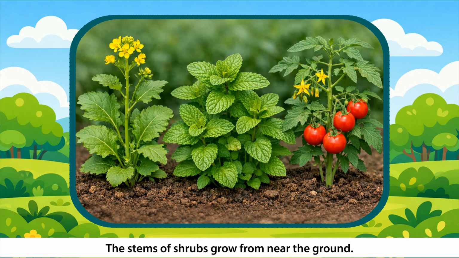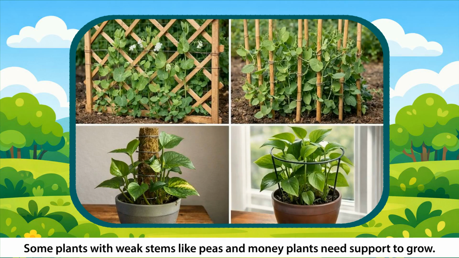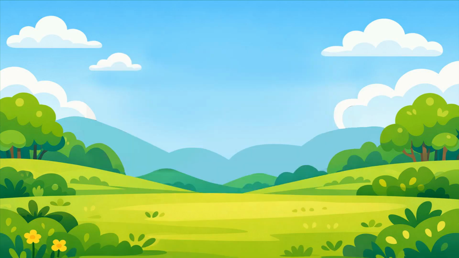The stems of shrubs grow from near the ground. However, some plants have soft, weak and green stems. These are called herbs. For example, mustard, mint and tomato. Some plants with weak stems like peas and money plants need support to grow.